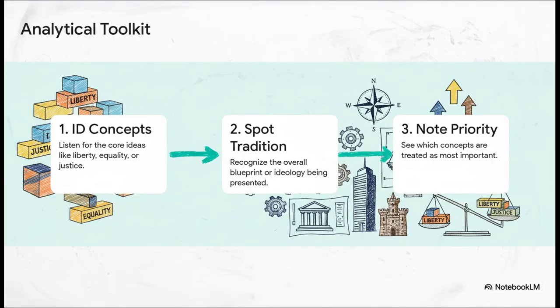So here's your analytical toolkit. Three easy steps. First, just listen for the concepts being used. Are they talking about liberty, equality, justice? Second, try to figure out the larger tradition, the blueprint that's behind it all. And third, this is the most important one, notice which concepts they're prioritizing over the others. That's almost always where the real debate is happening.